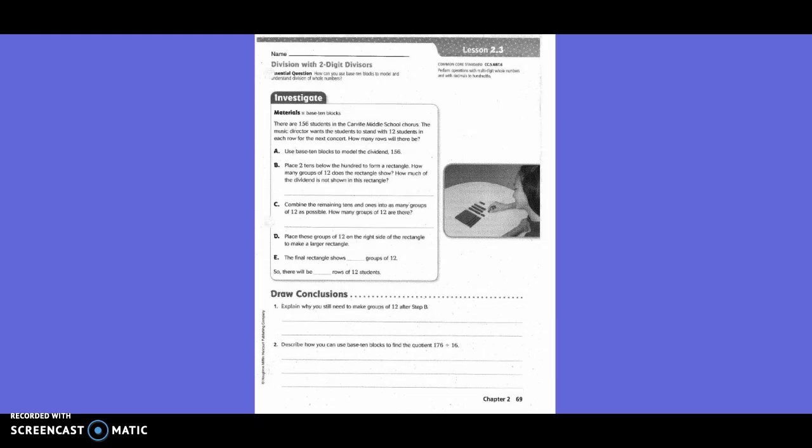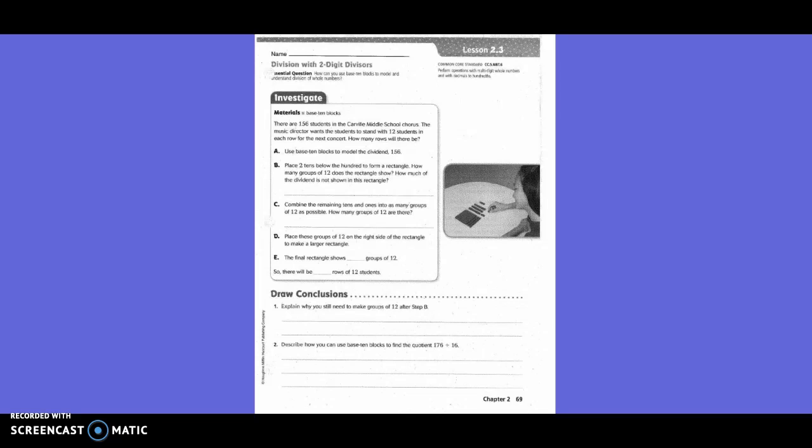Okay? Place 2 tens below the 100 to form a rectangle. How many groups of 12 does the rectangle show? How much of the dividend is not shown in this rectangle? So you got out one flat, 5 longs and 6 bits, or 6 cubes. So basically we're going to have to figure out how we are going to do this.